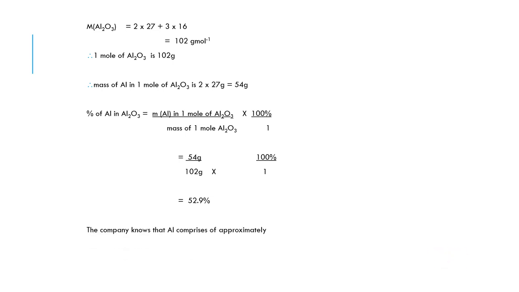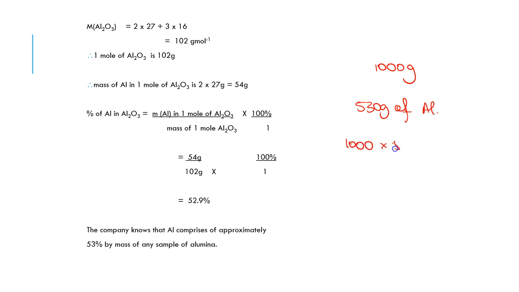Now that means we can use that to work out how much aluminium we would get from any mass. So essentially, if I said, I've got 1,000 grams of alumina, how much would I get? Well, I would get 530 grams of aluminium, because I'm going to take my 1,000 and multiply by 53%, and that will give me 530 grams. So that's working out the percentage of a substance in terms of its mass.